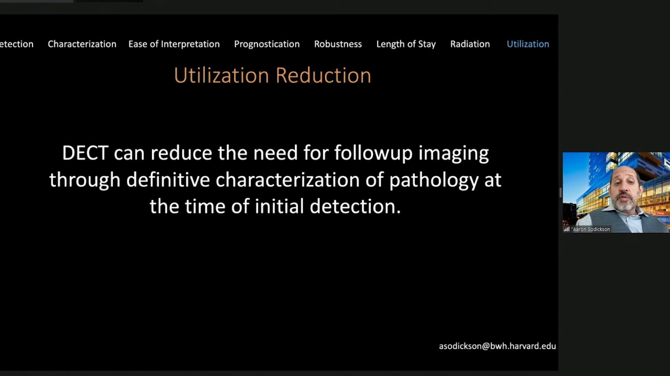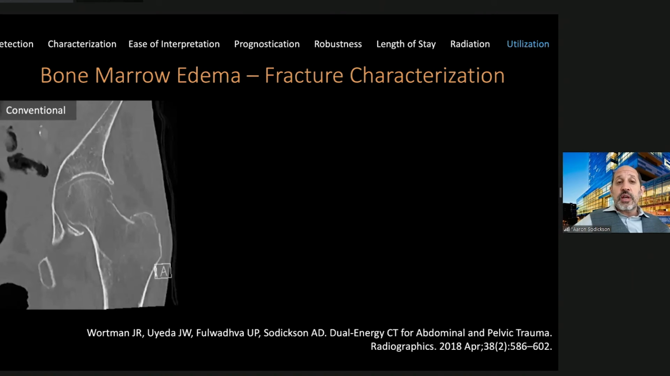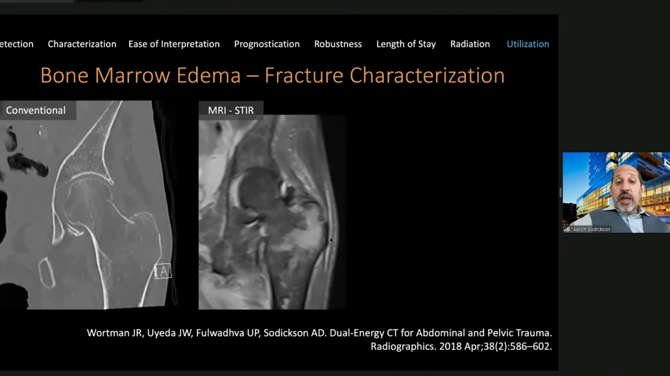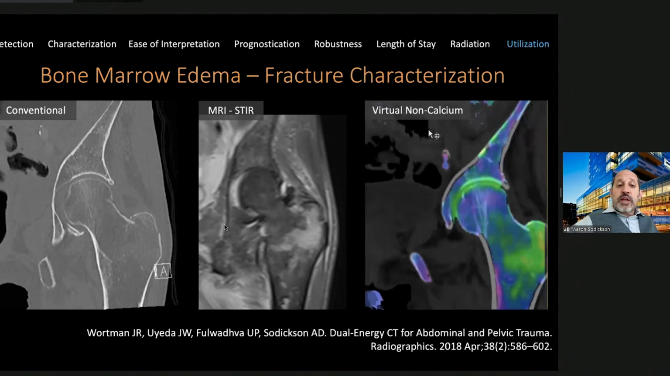We can also reduce the need for follow-up imaging when we definitively characterize pathology at the time of initial detection. And so here's an example of a patient with a trauma who has a greater trochanter fracture here in the hip. This patient got an MRI showing that, in fact, this is an intertrochanteric pattern of bone marrow edema. Had we been routinely using our dual energy data for the bone marrow application, we could see this matching area of bone marrow edema, and I would argue absolutely no need to do that follow-up MRI.